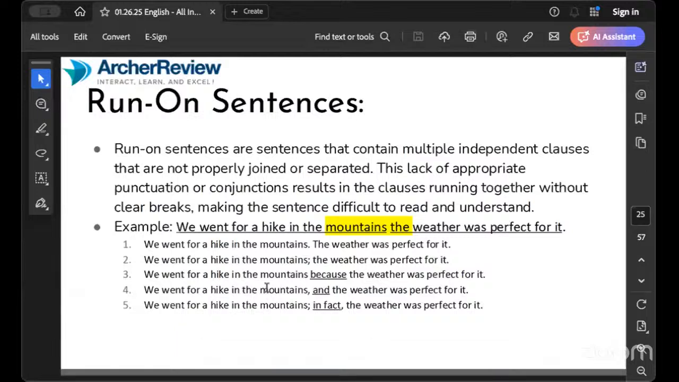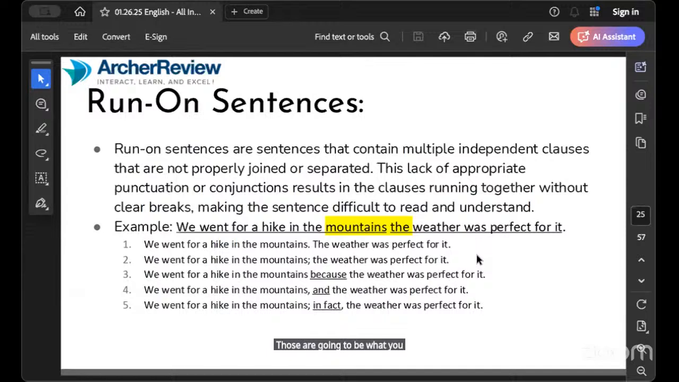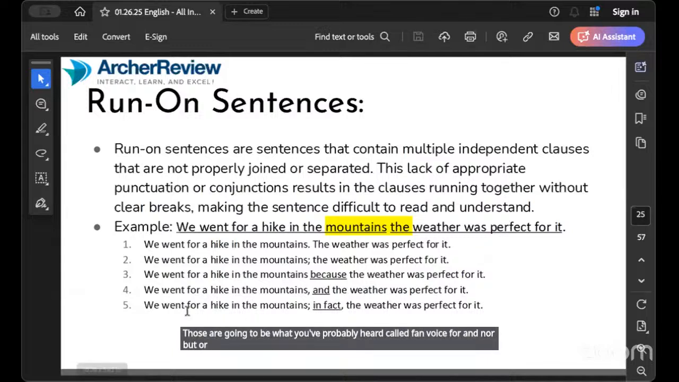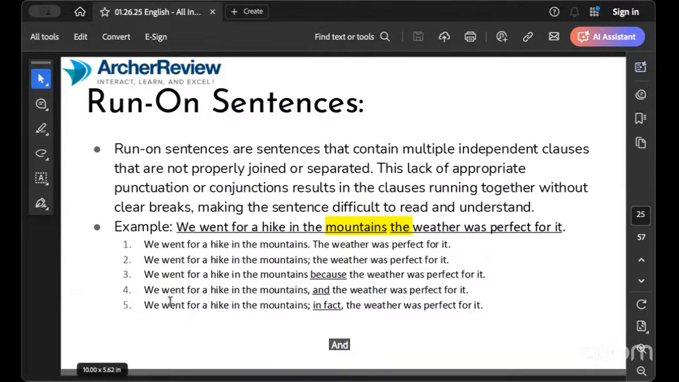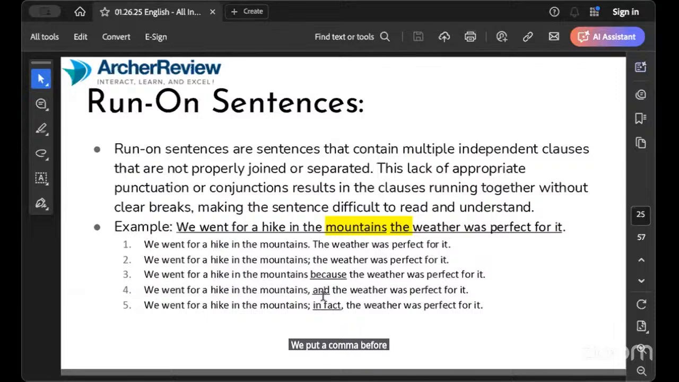Speaking about conjunctions, you can also use what we call a coordinating conjunction. Those are what you've probably heard called FANBOYS: for, and, nor, but, or, yet, so. And when you use those coordinating conjunctions, you're going to put a comma in front of that coordinating conjunction. We went for a hike in the mountains, comma, and the weather was perfect for it. We put a comma before a coordinating conjunction when you are connecting two independent clauses.